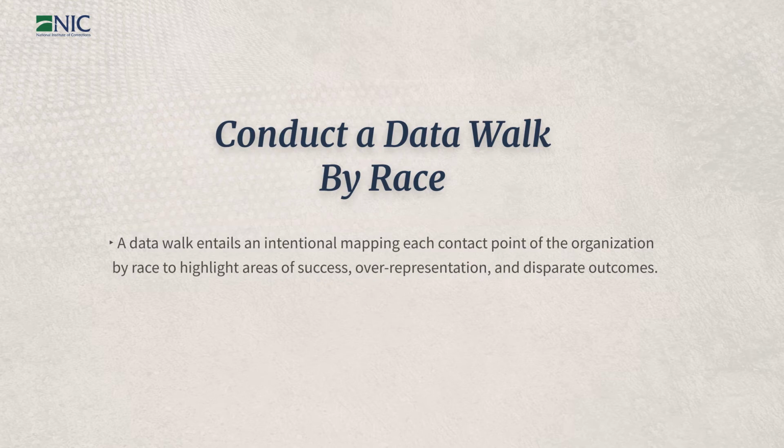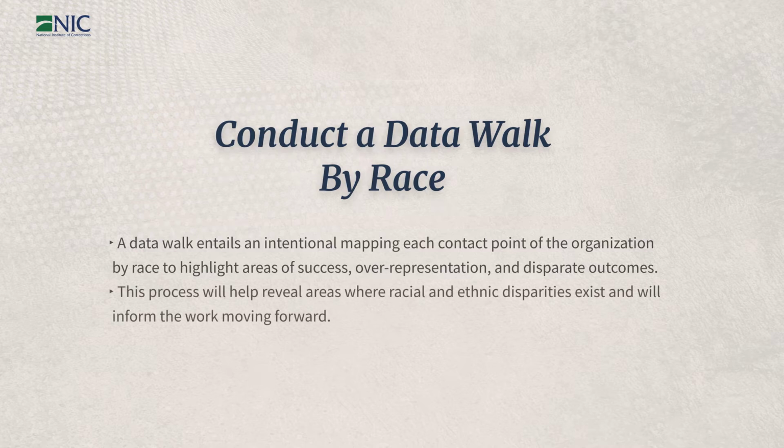You may start pulling your data and realize we're doing something really well over here. We have statistical parity over here. We have equity over here. When you start pulling that data and you realize that in a particular area we're doing great things, highlight those things. But then at the same time, you may find in other areas where there's significant overrepresentation. There's disparate outcomes, and that's what you want the data to tell you.